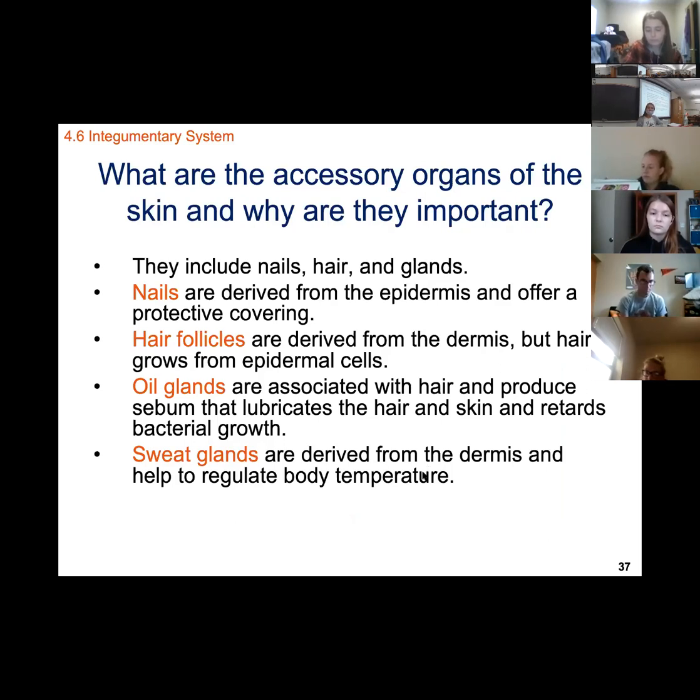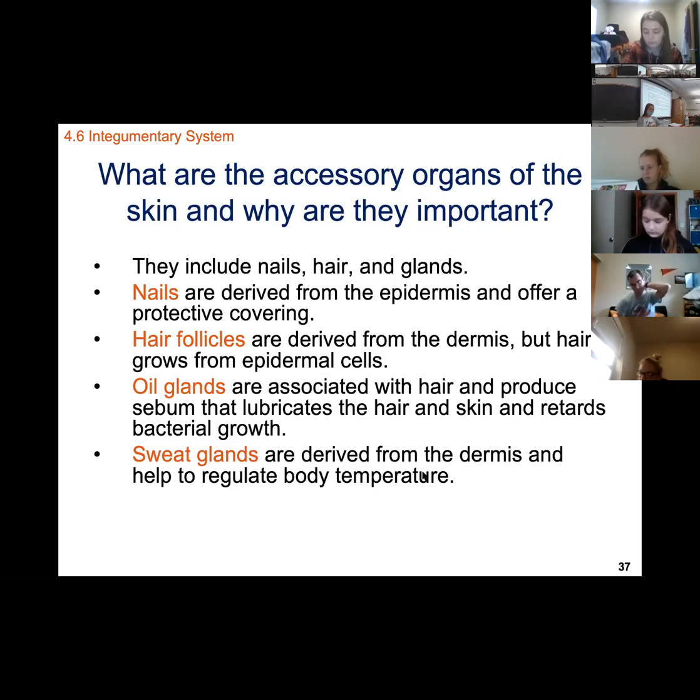You use your hands for a lot of different things. So the nails on your hands are not just so you can have them painted pretty colors, but because it protects your hands and your fingers from external trauma, I guess you could say. The hair follicles are derived from the dermis, which is that second layer of skin, but your hair grows from the epidermis. So it's rooted in your dermis and it grows out of your skin.